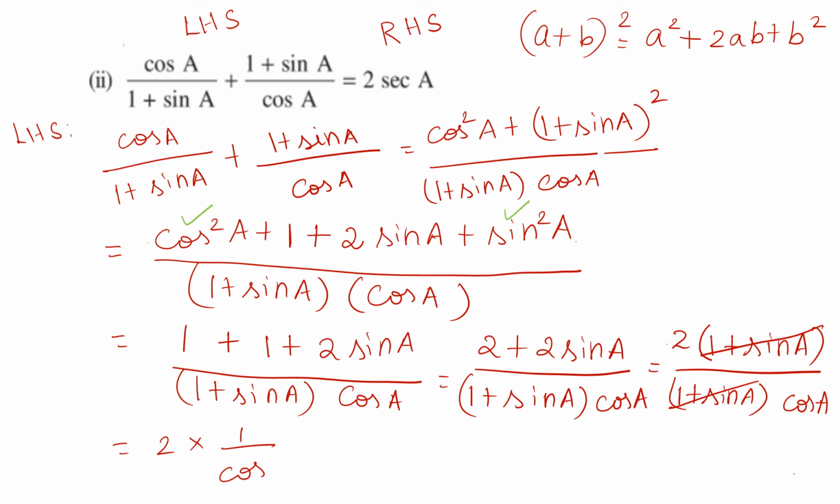What is 1 by cos A? Secant A. 2 into secant A. So this is nothing but the right hand side, RHS. So LHS equals RHS, hence proved. Is it clear? Now we are going to see the next problem.